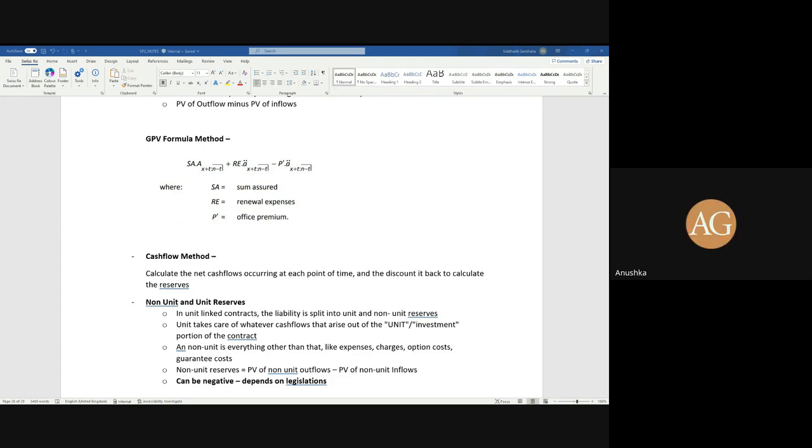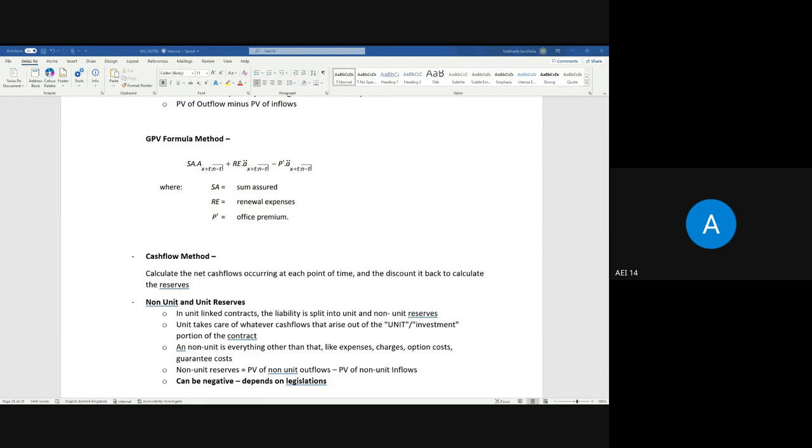So that they can keep up with the changes. At any point of time, if they see that the cash flows have gone somewhere else, then they could keep up with the reserves accordingly. However, in the other method, it's the aggregate picture that we are seeing in total.